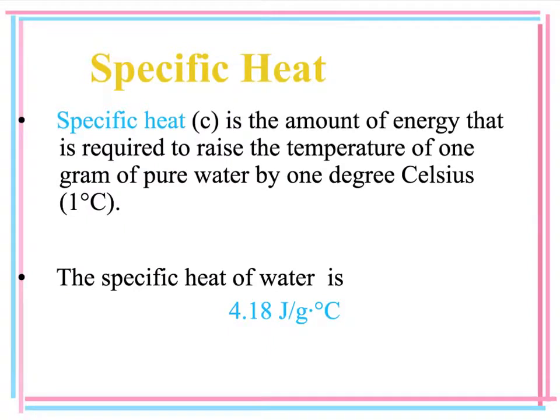All right, so another thing we're going to need to be able to calculate heat is specific heat, and that is the amount of energy that is required to raise the temperature of 1 gram of pure water by 1 degree Celsius. Now, specific heats are values that we can look up in tables, and they are specific for whatever material is being used. So in this case, water has a specific heat of 4.18 joules per gram times Celsius. And you'll see on the next slide that we have several other specific heats listed for some other materials.